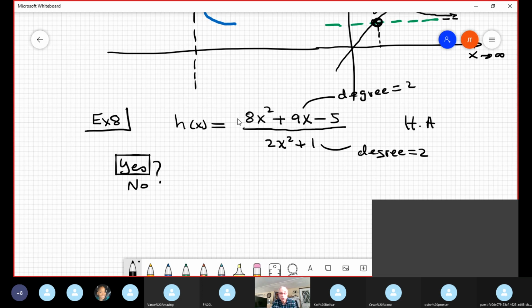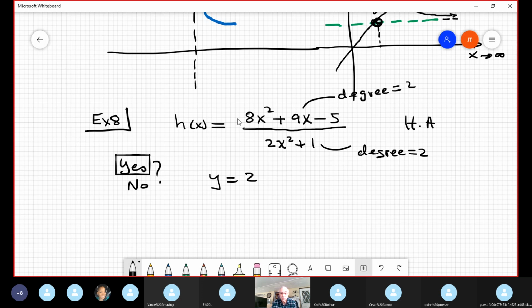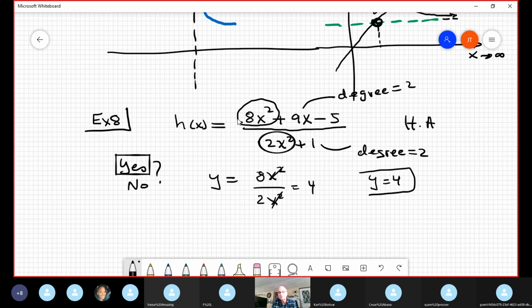Randy says y equals 4. Where do these 4 come from? Well, you apply the dominant idea. The dominant expression in the top is 8x squared. The dominant expression at the bottom is 2x squared. So you always take the higher exponent. When you simplify, this is canceled, and this is 4. Y equals 4 is the horizontal asymptote.